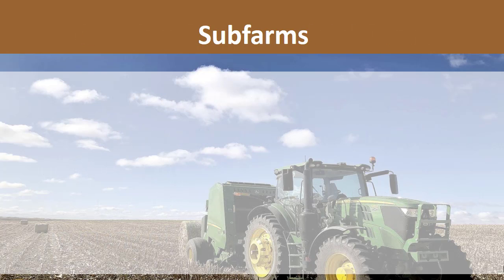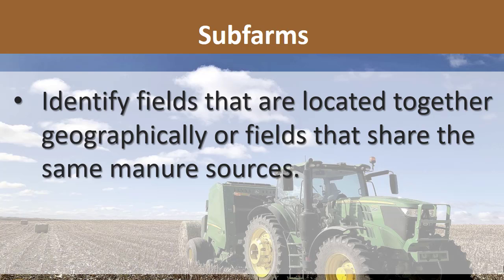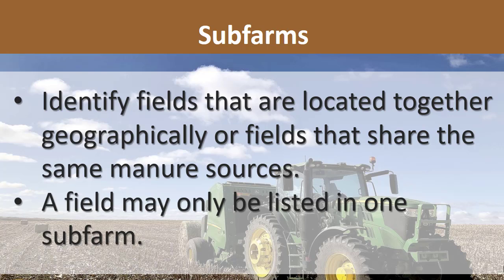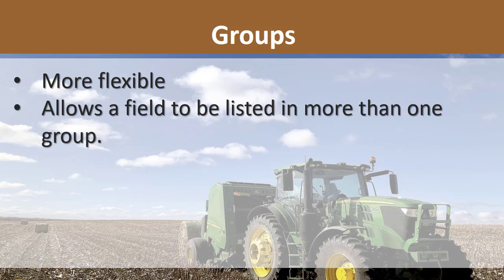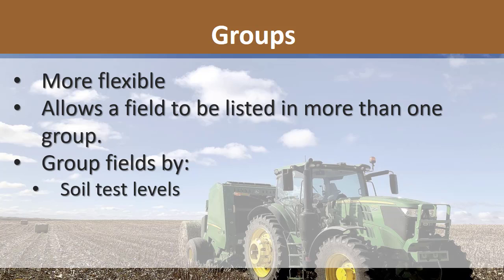Let's start off by defining the two. Subfarms are typically used to identify fields that are located together geographically or fields that share the same manure sources. A field may only be listed in one subfarm. On the other hand, groups are more flexible and allow a field to be listed in more than one group. Groups are used to logically group fields by any means that might be useful, like soil test levels or crops. You can even group subfarms.